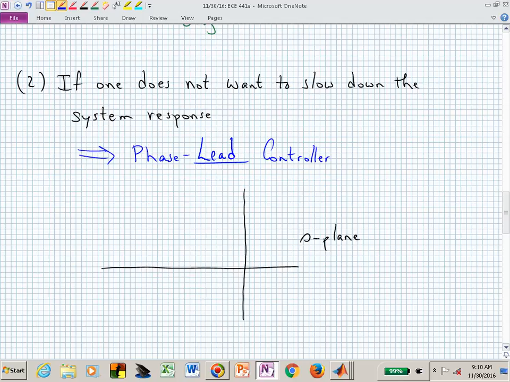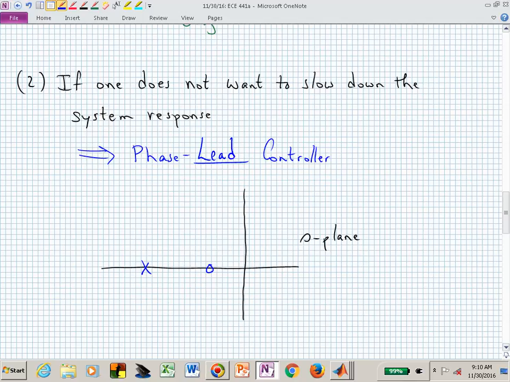Where did you locate your zero in a phase lead controller relative to the pole? Was it closer or farther away from the origin than the pole was? I guess we could get out our coin again. Ouch. Didn't it look something like that?